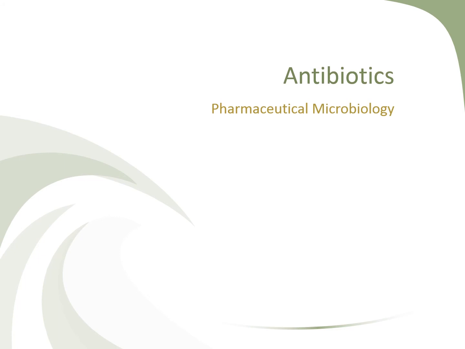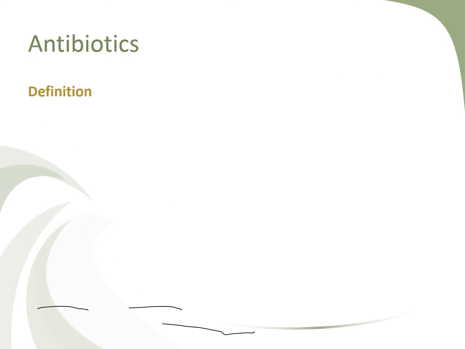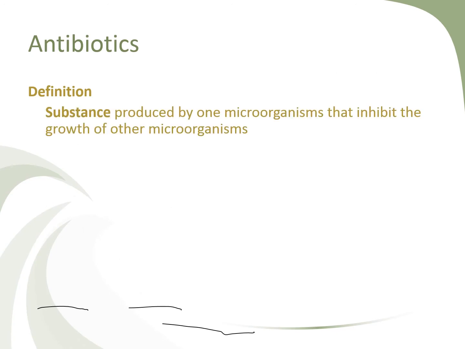I'm gonna talk about the definitions of antibiotics, the main properties, and the main classes of antibiotics in use nowadays. Okay, first, what is antibiotic? The first definition is that antibiotic is a substance produced by one microorganism that inhibits the growth of other microorganisms.